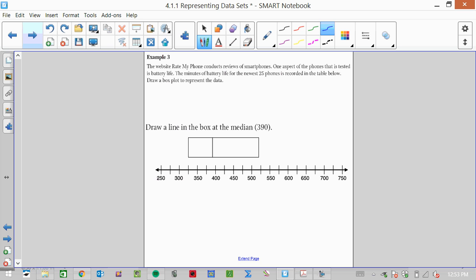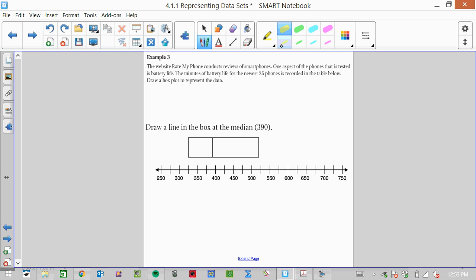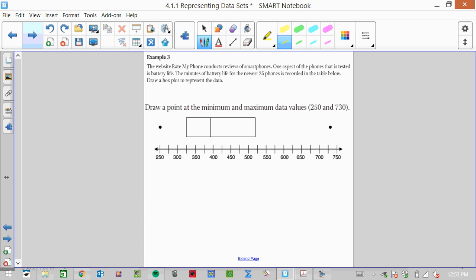The next thing we do is draw another vertical line at our median. So now I have 3 lines. It's not always going to split our rectangle in half. It's going to split it into 2 parts, but not necessarily 2 equal parts. Our next step is to take our minimum number, which in this case was 250, and our maximum number, which was 730, and we place dots for the minimum and maximum.